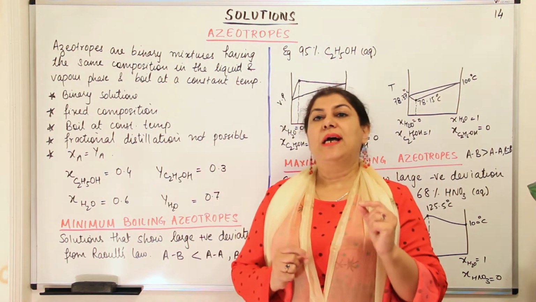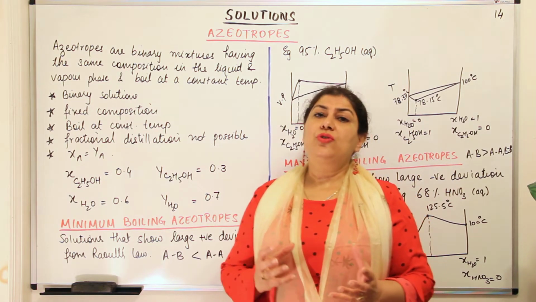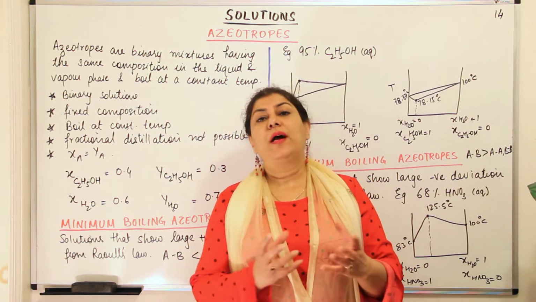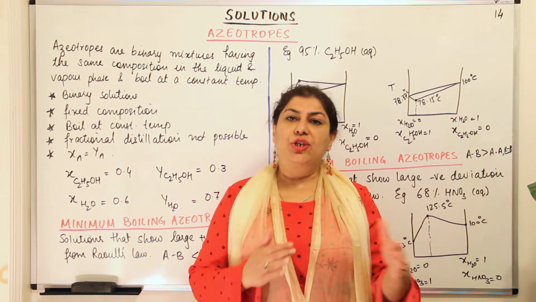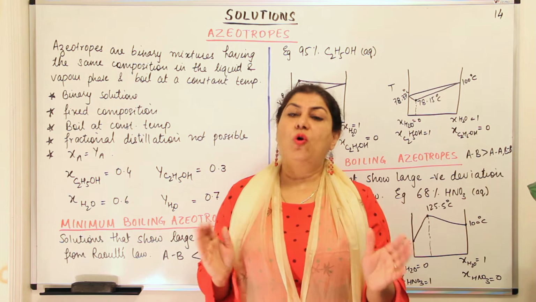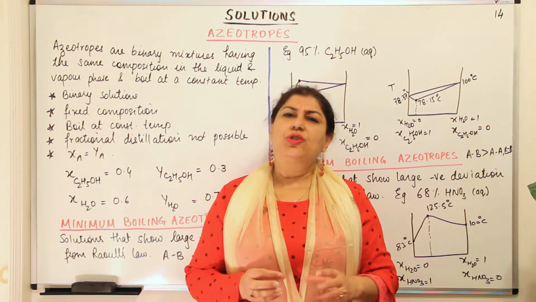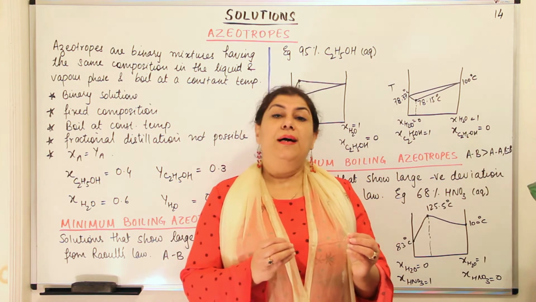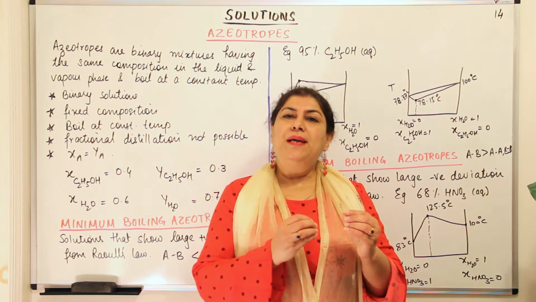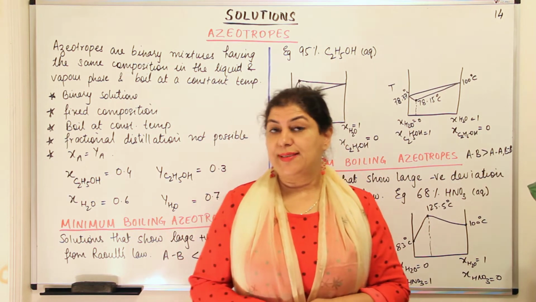So I told you about ideal and non-ideal solutions. Ideal solutions are those binary solutions which obey Raoult's law under all concentrations. That is, whatever the mole fraction, they always obey Raoult's law or almost nearly obey it. Ideal solutions are very rare, and there are very few solutions which may be almost ideal, although absolutely ideal solutions do not exist.